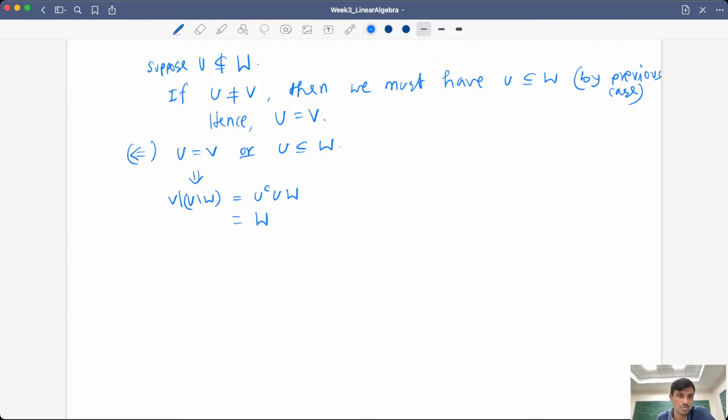So let me write it below, that this is just V intersection U complement union W, but U complement is phi, so this is just V intersection W, which is W, as U complement equals phi. Okay, so which is a subspace.